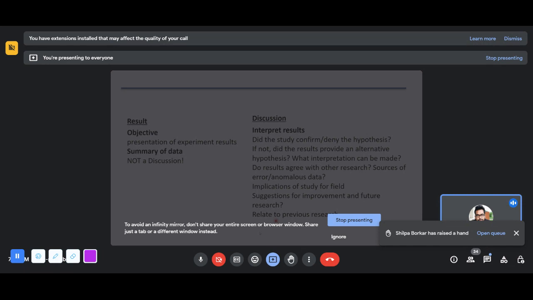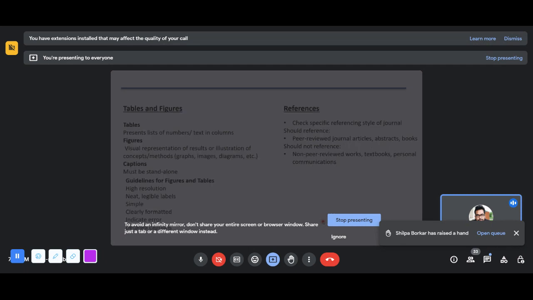Now, suggestions for improvement in future research, whether that will be helpful or not, you can provide and relate to the previous research, as I was saying. So these are the things with which you conclude the discussion, right? These are the main parts of your paper. The abstract is gone, right? Then introduction, results and discussion. So these are gone.